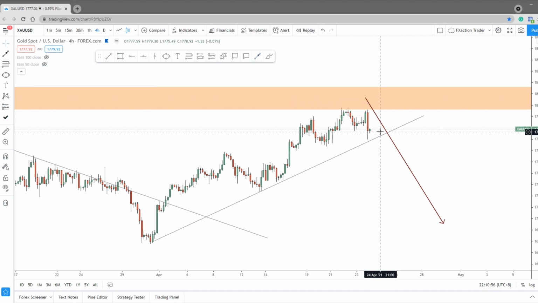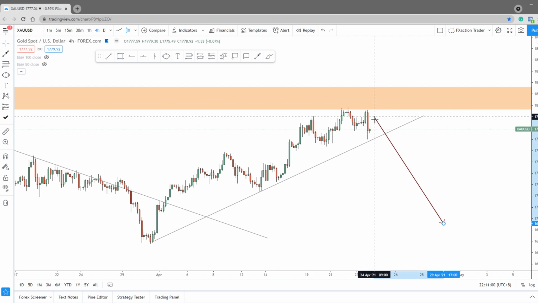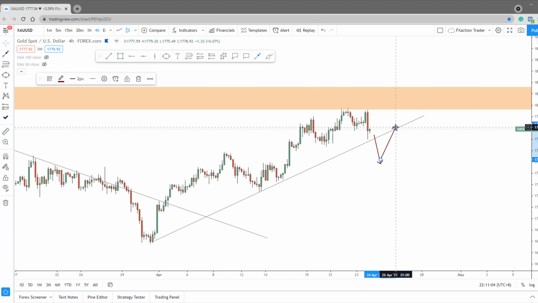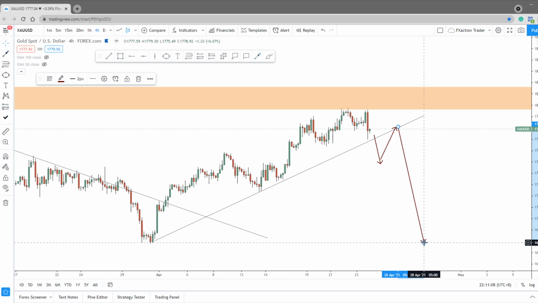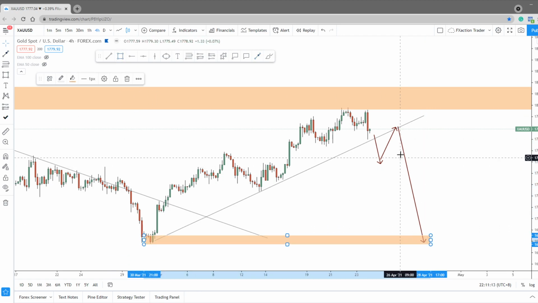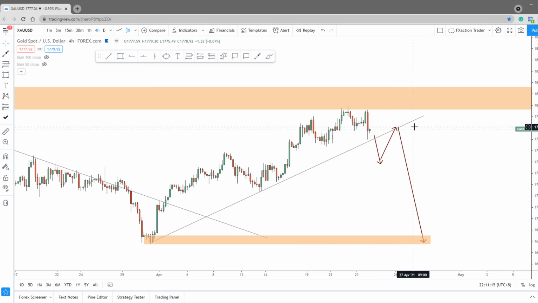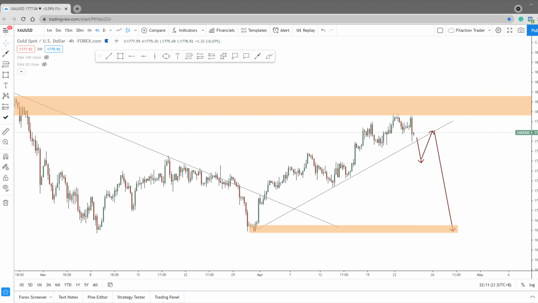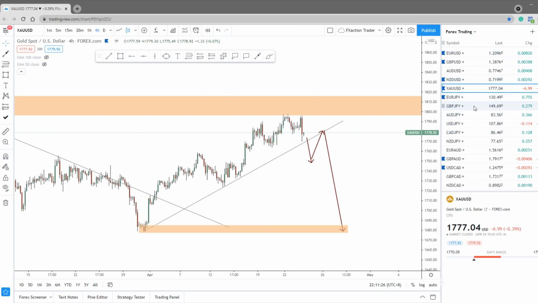So in other words, if the level of 1768 was broken, we can go for a short trade along the trend, and the market could retest the previous low at 1678 again, which is around 1000 pips from here. Right, let me check. Yes, it's around 1000 pips of movement. So let us just wait patiently for this to happen.